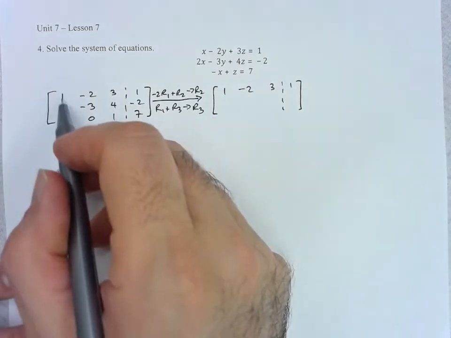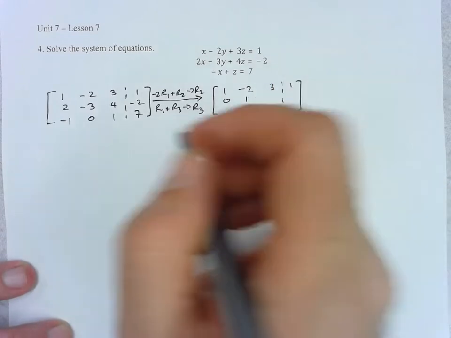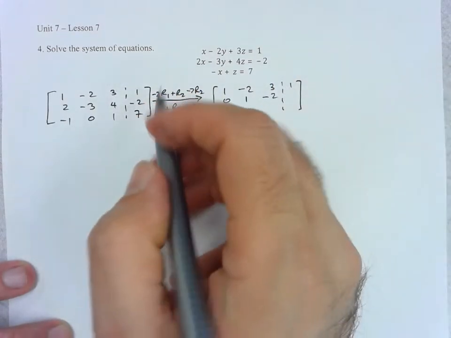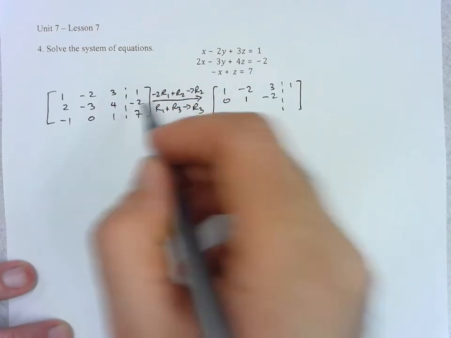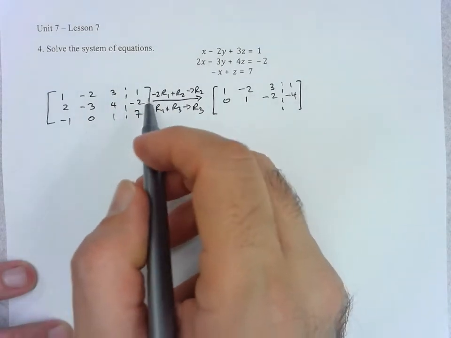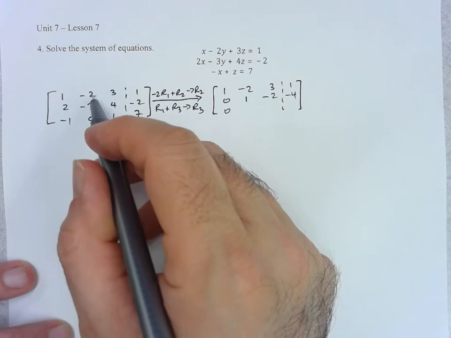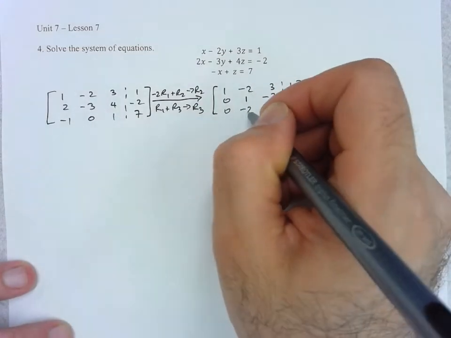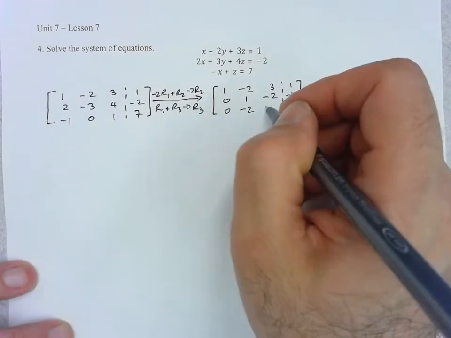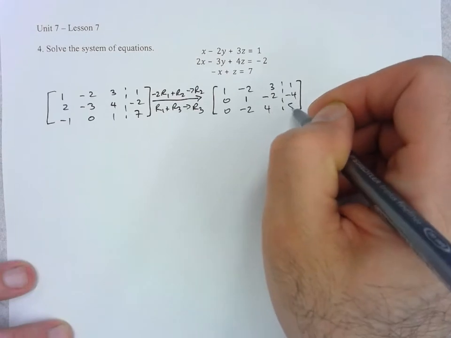Okay, so here we have -2 plus 2 is 0. Here we have 4 minus 3 is 1. Here we have -6 plus 4 is -2. And here we have -2 minus 2 is -4. Okay, and now for the next row, we've got 1 minus 1 is 0. Here we have -2 minus 0 is -2. Here we have 3 plus 1 is 4. And then here we have 1 plus 7 is 8.